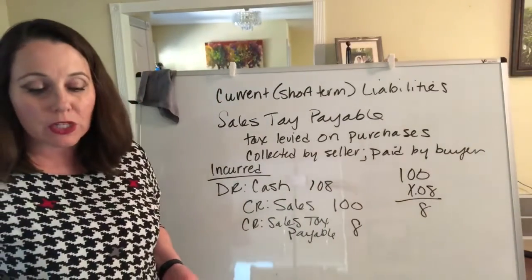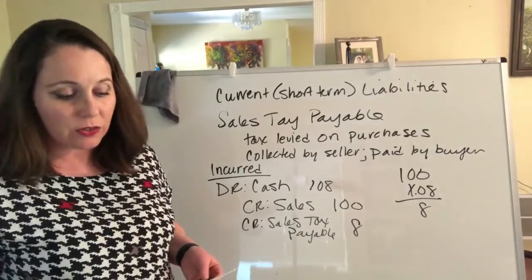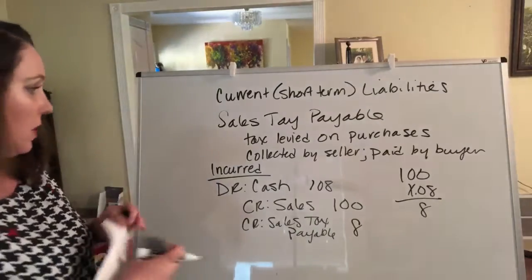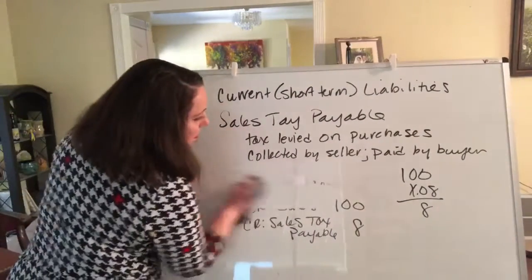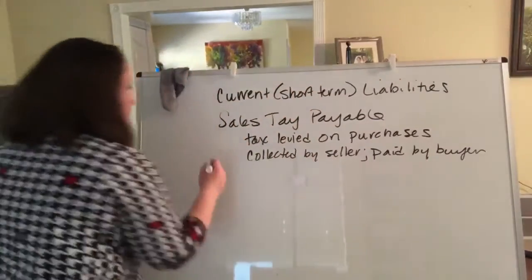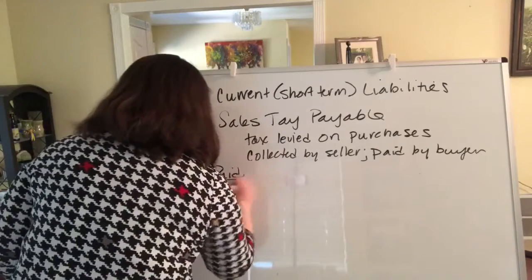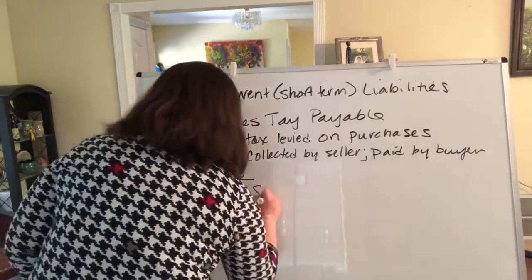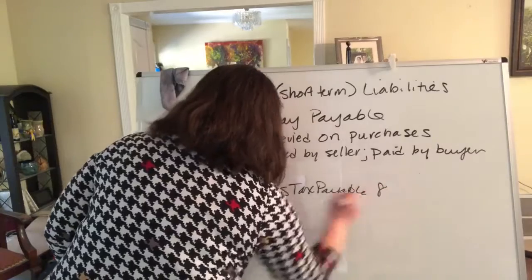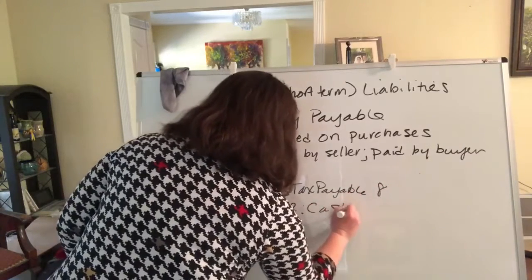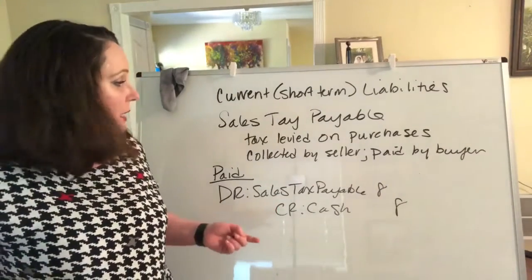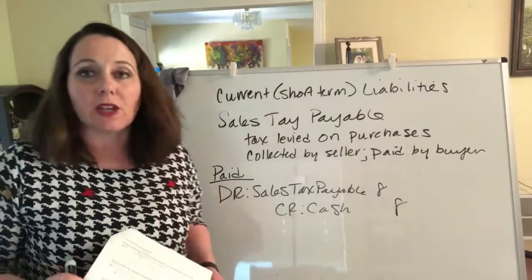Okay, that's when the liability is incurred, at the time we make the sale and we collect that $8 of sales tax. When the liability is paid, when the sales tax is paid, we'll send it to the government and we'll debit sales tax payable for $8 and we're going to credit cash for $8.